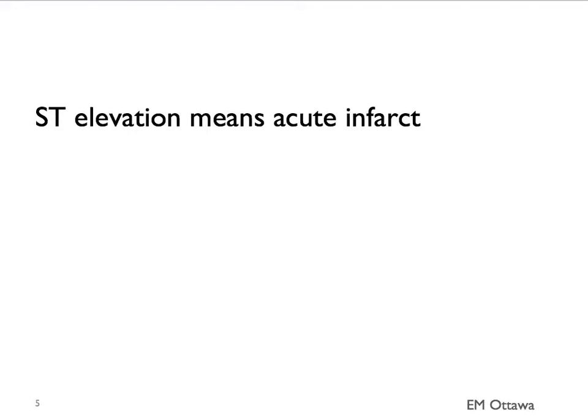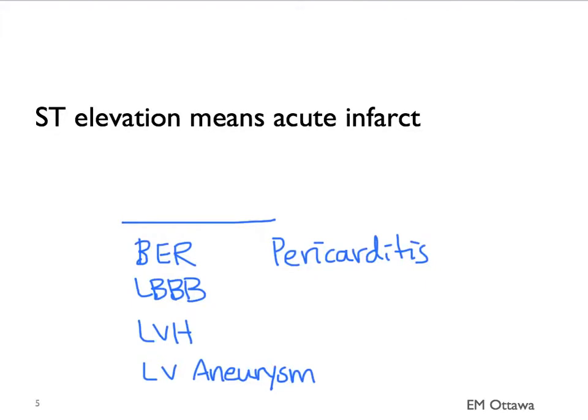You can also get ST elevation in patients without an infarct. They include benign early repolarization, which should not be giving patient chest pain, a left bundle branch block, which you may or may not be able to find out if it's new or old, LVH or LV aneurysm, which should not be giving patient chest pain. And the last reason for ST elevation is pericarditis. That will give patient chest pain. However, we'll look at the criteria to decide whether this is infarction versus pericarditis.